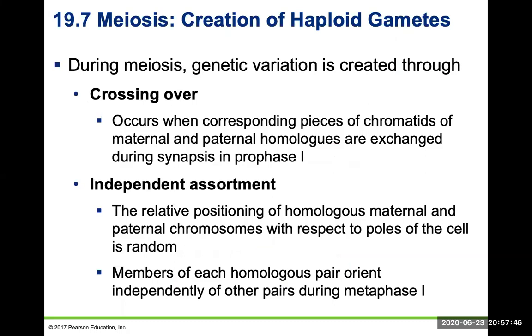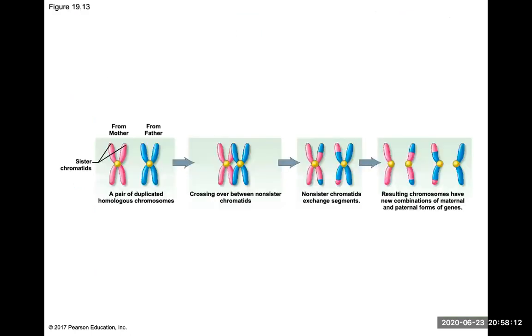During meiosis, genetic variation is created through what we call crossing over, and this happens when corresponding pieces of chromatids of the maternal and paternal homologous chromosomes are exchanged during synapsis in prophase 1, and also independent assortment, which is the relative positioning of homologous maternal and paternal chromosomes with respect to the poles of the cell. So let's take a look.